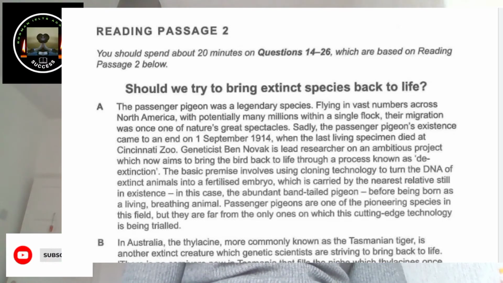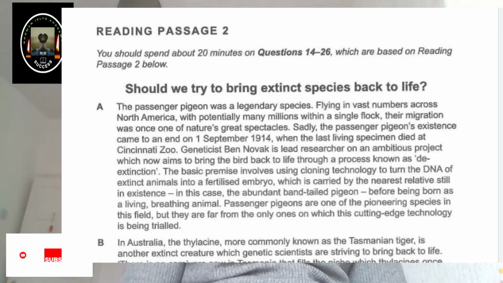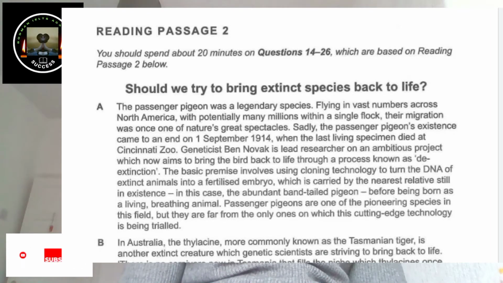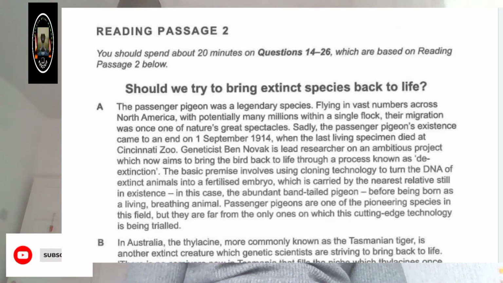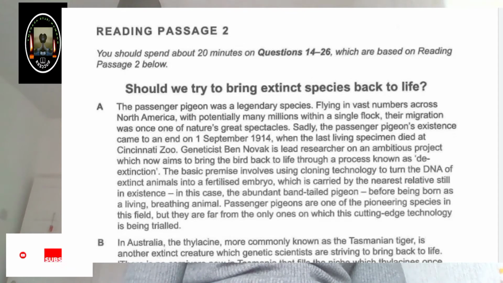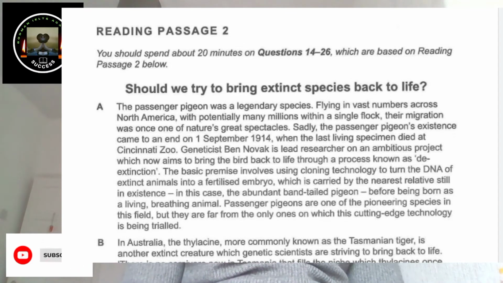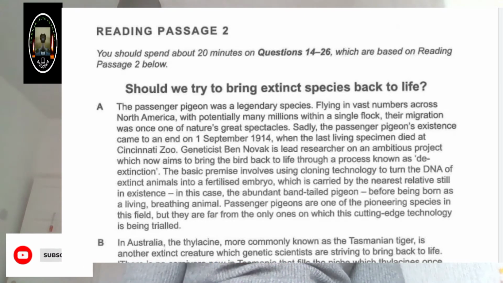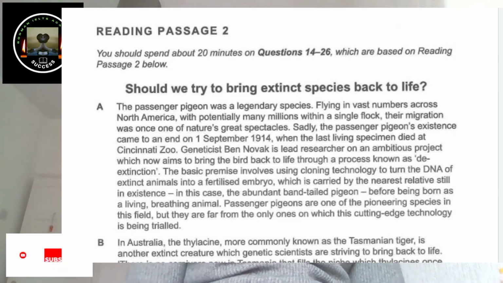Now, geneticist Ben Novak is lead researcher on an ambitious project which now aims to bring the bird back to life. Somebody is working to bring it back to life through a process known as de-extinction. I hope this is clear enough.